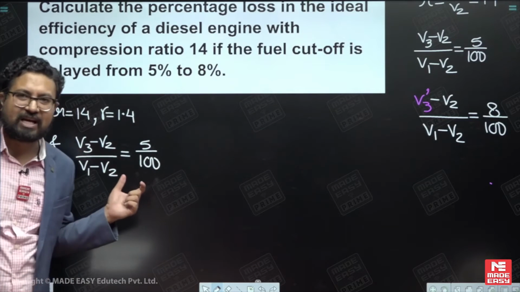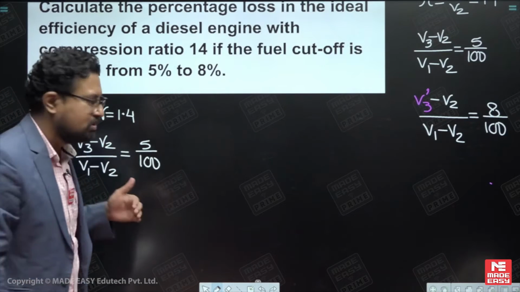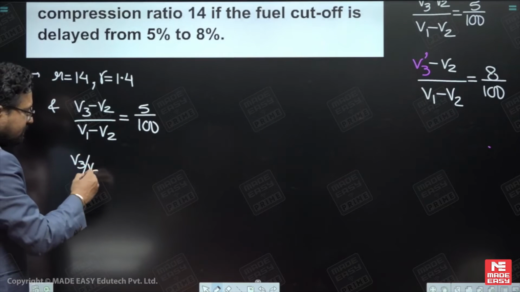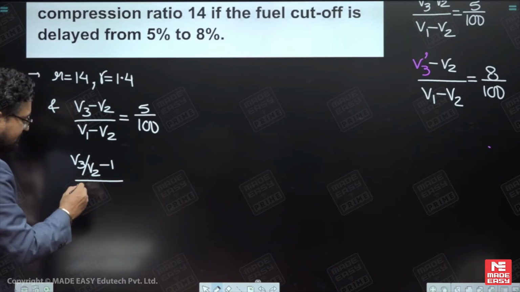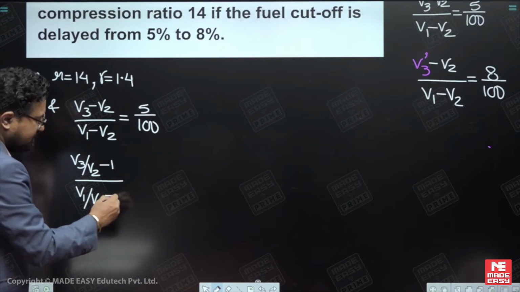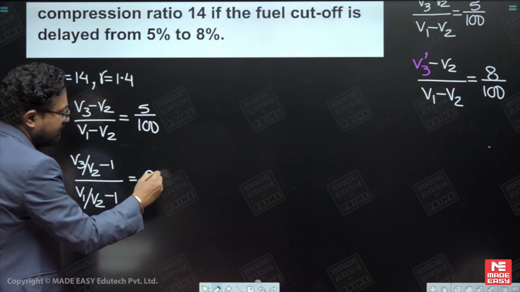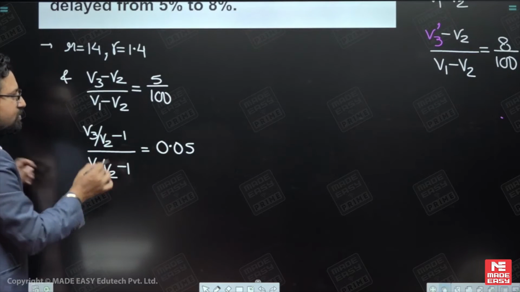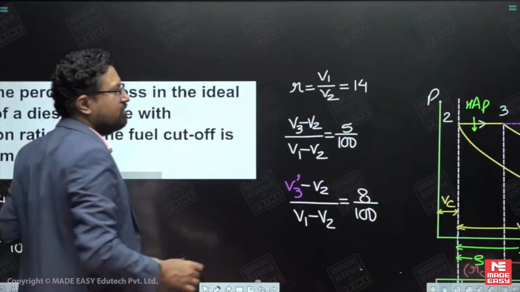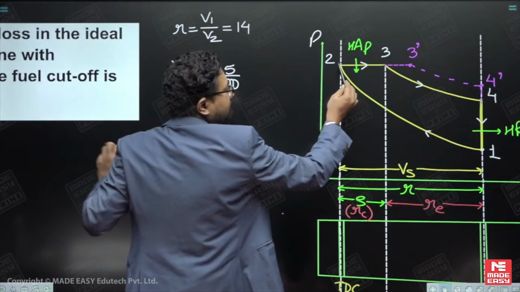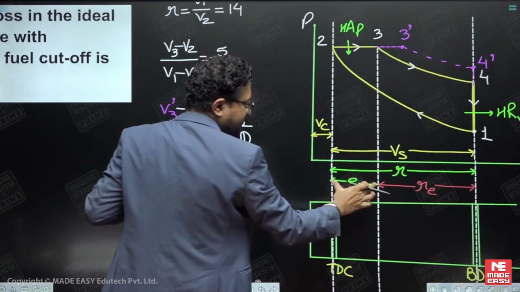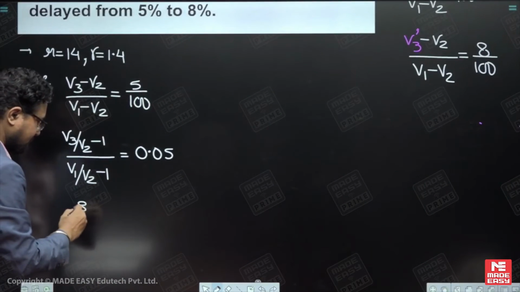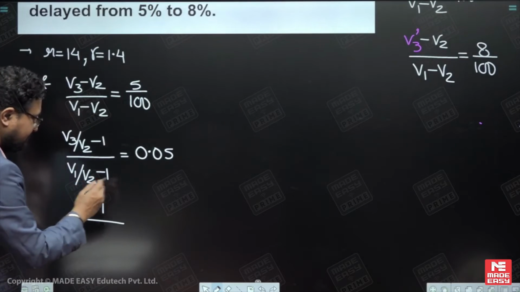Now on the left side, if I divide with V2 in both numerator and denominator, we will get (V3/V2 - 1)/(V1/V2 - 1), and this is equal to 5/100, that is 0.05. Now V3 upon V2, this is the cutoff ratio rho. So this is (rho - 1)/(V1/V2).